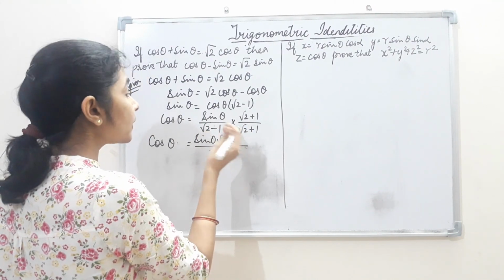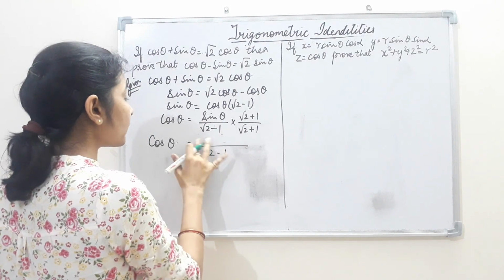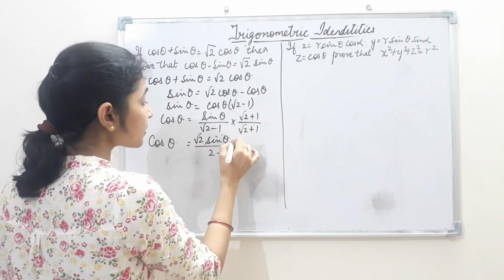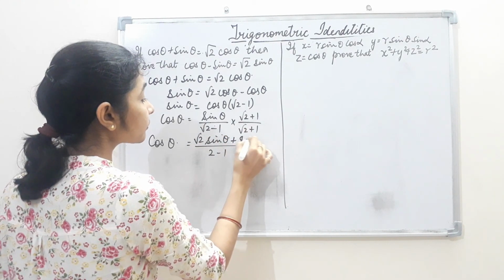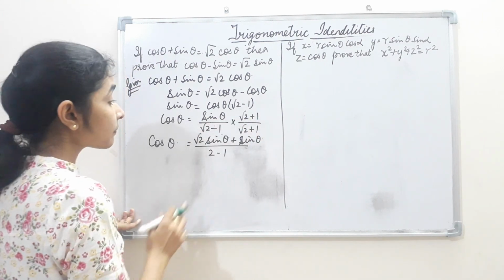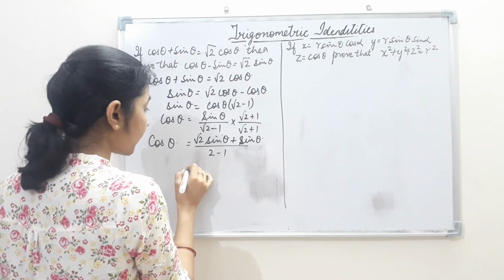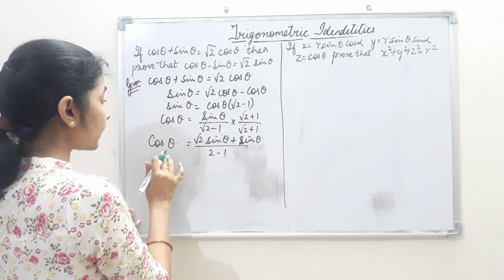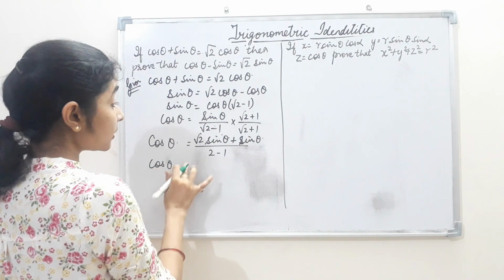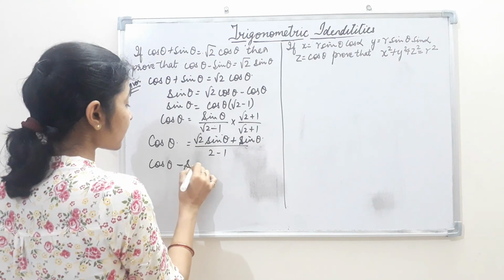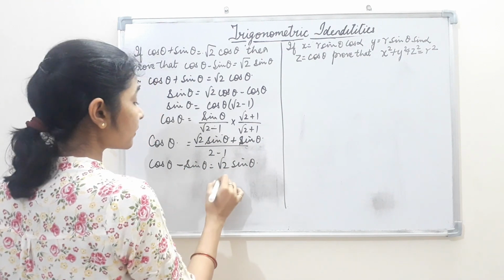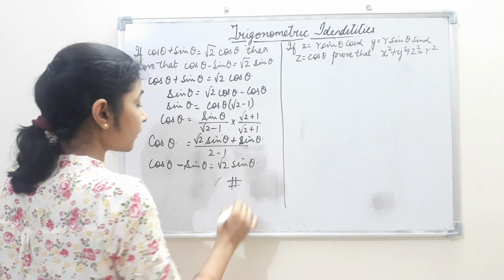Okay, and we can also write root 2 sin theta, that is more convenient. Root 2 sin theta. Okay, and plus 1 sin theta, plus 1 sin theta, root 2 sin theta and plus 1 sin theta. Now here 2 minus 1 I get 1, so that I'll just forget, and here I'll bring the cos theta is equal to cos theta, and this sin theta comes on this side, so minus sin theta is equal to root 2 sin theta. And that is what we are required to prove, and hence we have proved it.